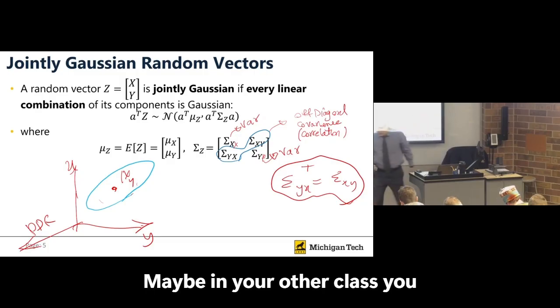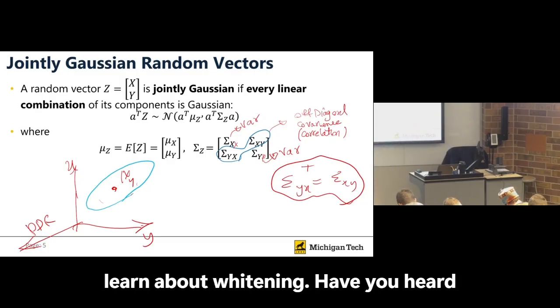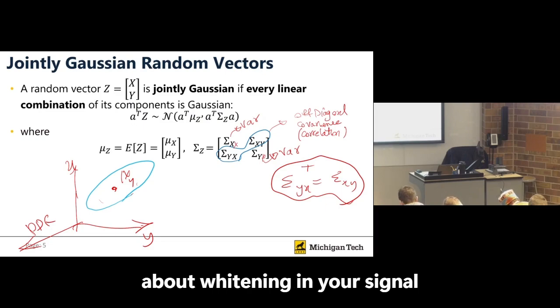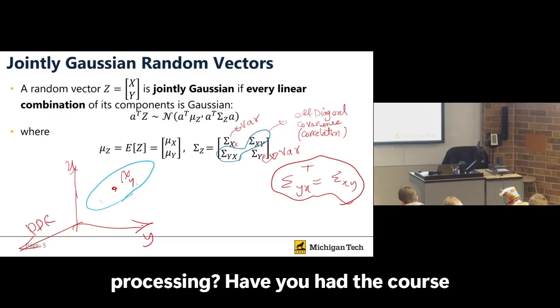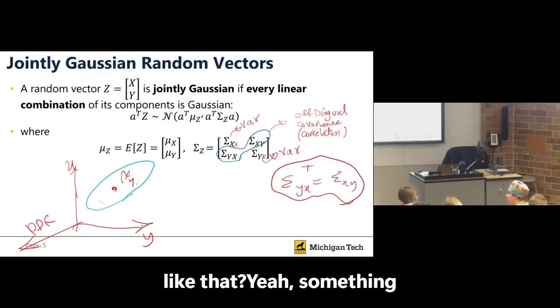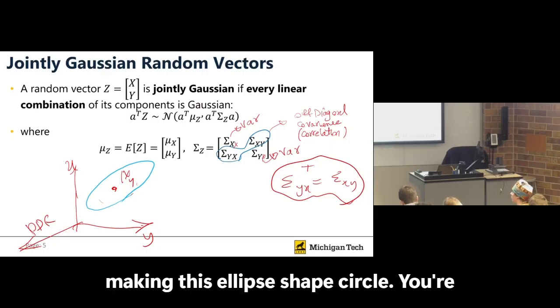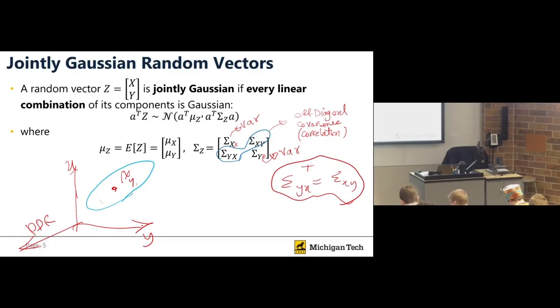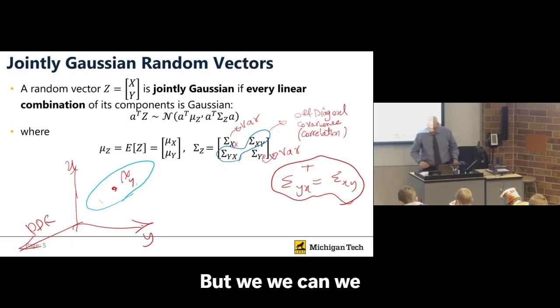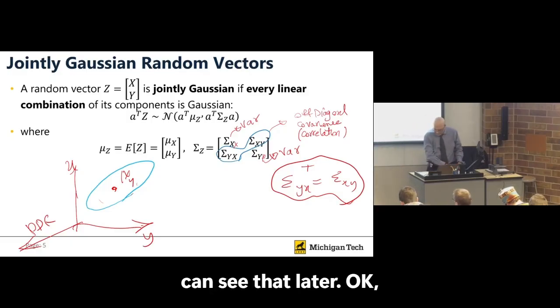Maybe in your other class, you learned about whitening. Have you heard about whitening in your signal processing? Have you had a course like that? Yeah, something like that. In whitening, you are making this ellipse shape a circle. You're removing correlation. Well, we can see that later.